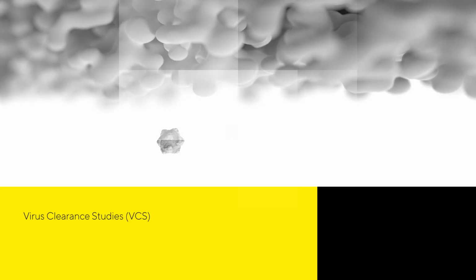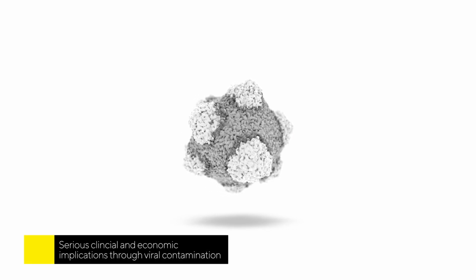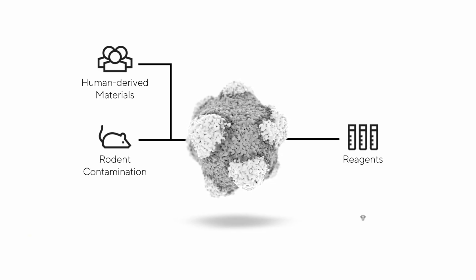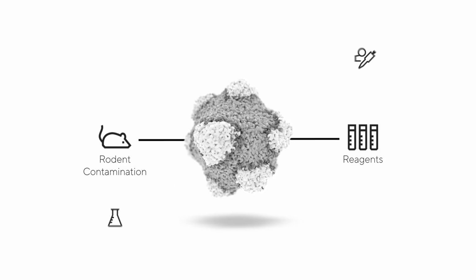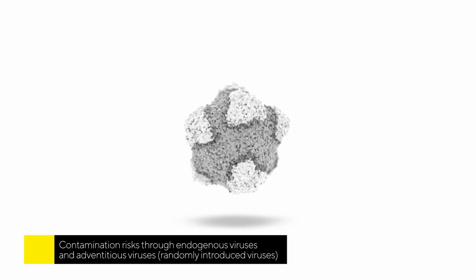Every biologically manufactured product is at risk of viral contamination, which can have serious clinical and economic implications. Sources of viral contamination are, among others, raw materials, equipment, cell banks, or breaches in cGMP production. Major concerns are given by viruses endogenous to the cell line and adventitious viruses.